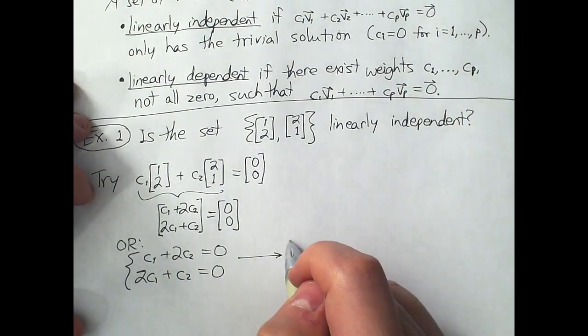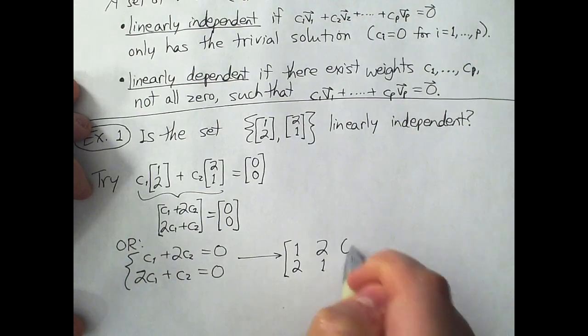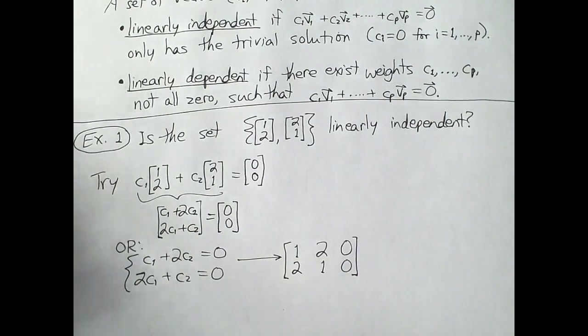How can we solve this? Well, we'd probably solve it with the augmented matrix. 1, 2, 2, 1, 0, 0. Let's try to solve the system, see what we get. The unknowns C1 and C2 are what we would find.